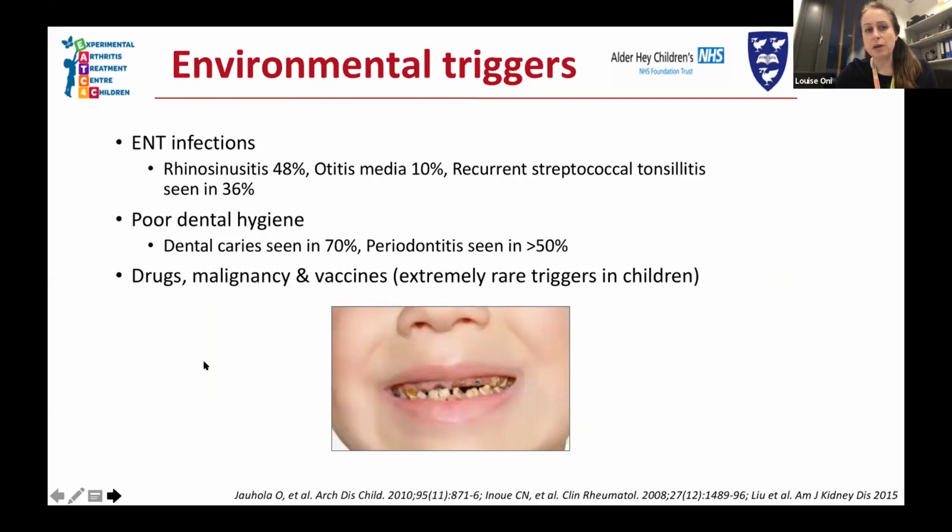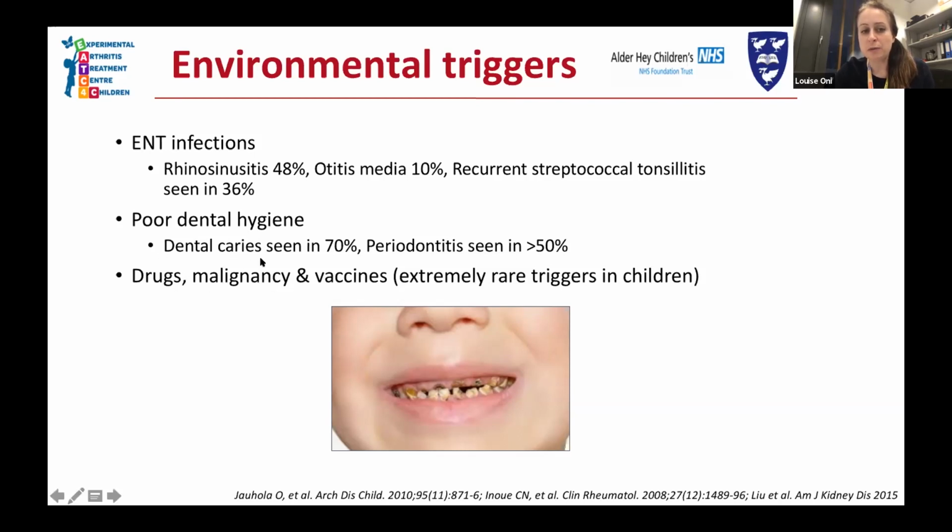We also know that other triggers can precipitate the disease, so it's often associated with ear, nose and throat infections, and in fact it's well recognised that recurrent tonsillitis is seen in about a third of the patients. And some papers have also demonstrated clear associations with poor dental hygiene, and this is probably linked to a chronic inflammatory state of having dental caries and that precipitating IgA to be produced from the oral cavity.